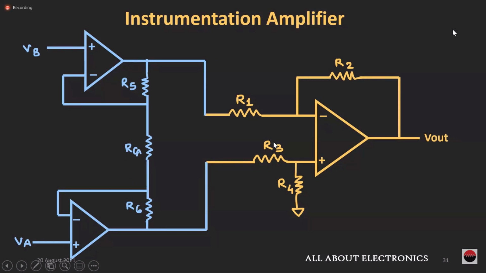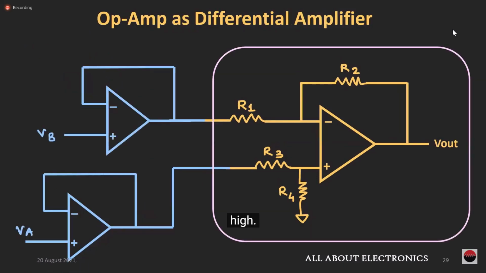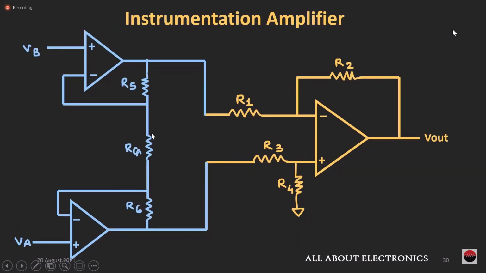R1, R2, R3, R4, R5, R6, R7. We have introduced new resistors R5, R6, R4. Here we don't have resistors. Here we introduced resistors, and this entire circuit is called as instrumentation amplifier, which is our topic now.